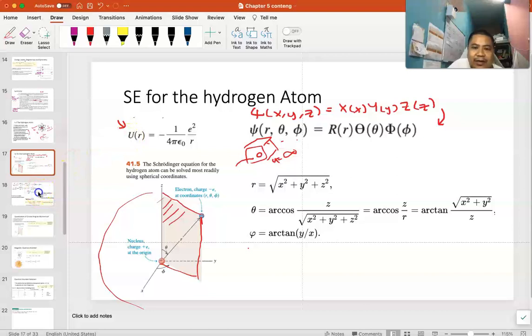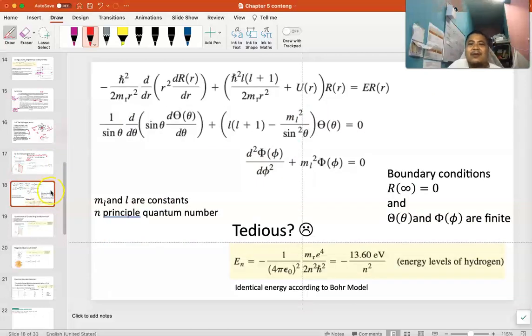So after we transform all of the components of the Schrodinger equation to spherical coordinates, we have something like this. Wow. Okay, so we have one for r, we have one for theta, and we have one for psi. Okay, so this is equivalent to the previous subtopic.